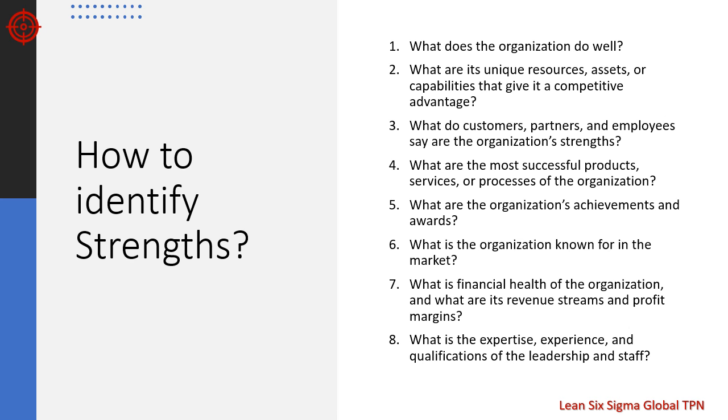So these questions can help you identify the internal positive factors that distinguish the organization from its competitors and create value for its stakeholders. You can also use tools such as surveys, interviews, and data analysis to gather more specific and objective information about the organization's strengths. Once you have identified the strengths, you can use them to inform your strategic decisions such as positioning, branding, innovation, and talent management.